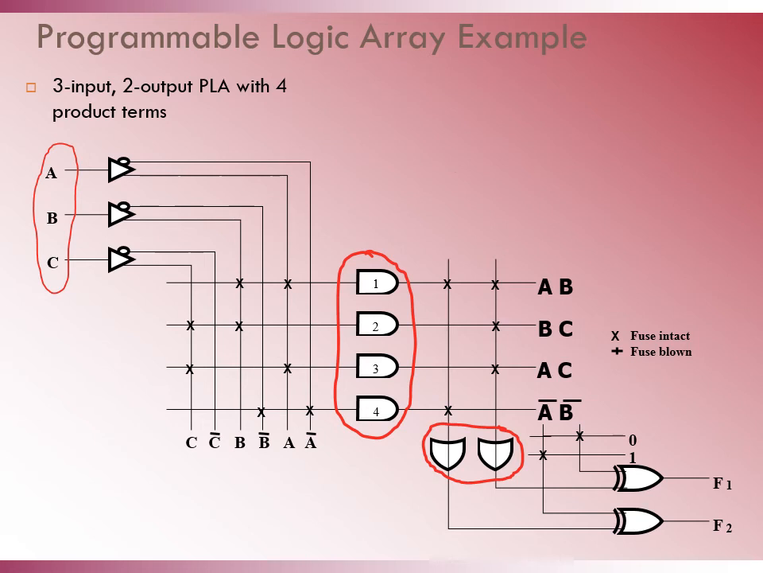Now, the input variables A, B and C are given to dual inverters, whose role is to generate at the output the variable itself as well as its complement. So, from the dual inverters what we are getting are A bar, B bar and C bar. The output of the AND gate array gives us product terms like AB bar, BC, AC and A bar B. Some of these product terms go as input to the OR gates to generate the final outputs F1 and F2.